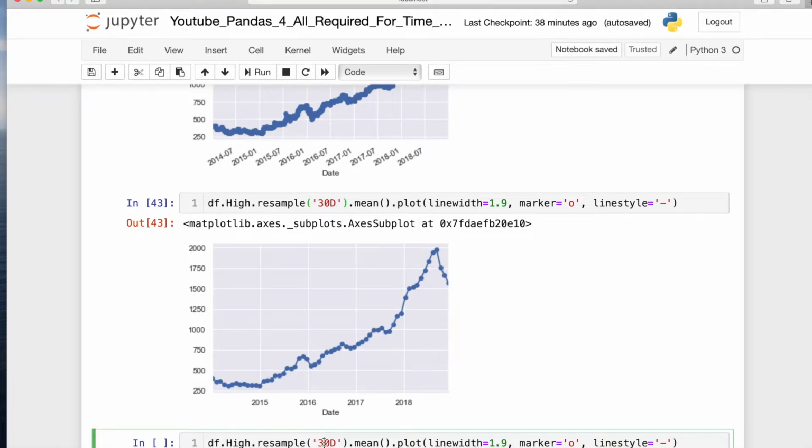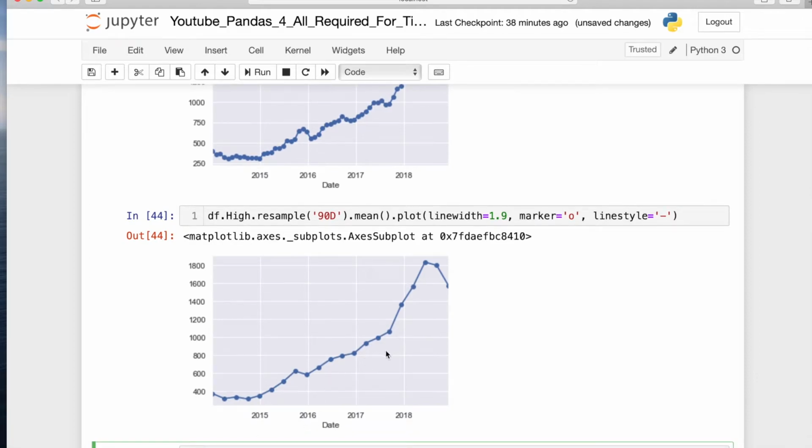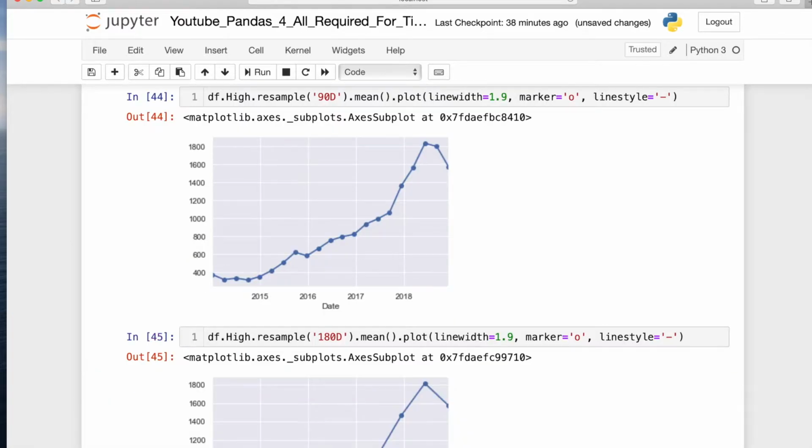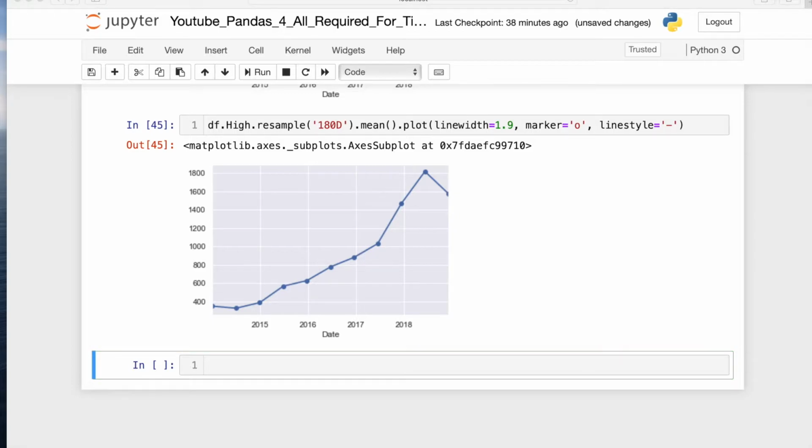I can say I want to do it for 90 days. Now you can see we get a very good visual here. It depends upon your requirement. If you want 180 days, meaning half yearly, you can see how your share price was moving every half year, right?